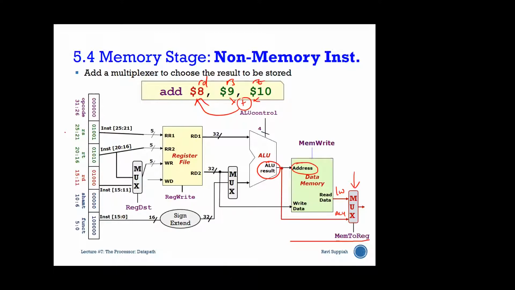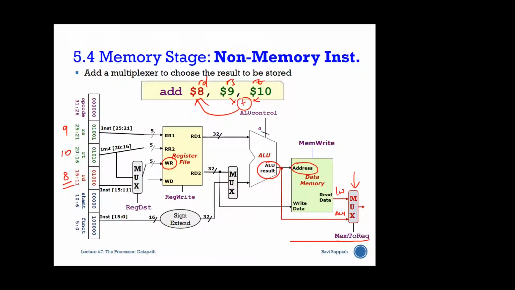Okay, so this is RS, this is 9, this is 10, and this is 8. For this instruction, we know that the register I'm supposed to write back to is register 8, which is this. The place where I need to specify the register I want to write back to is here, the WR, the write register.